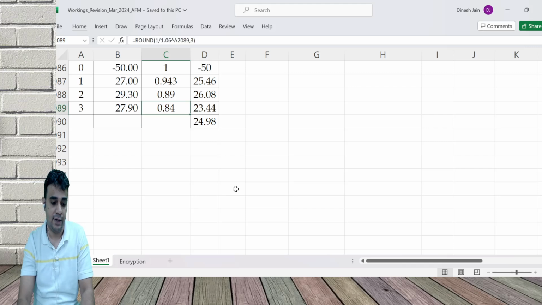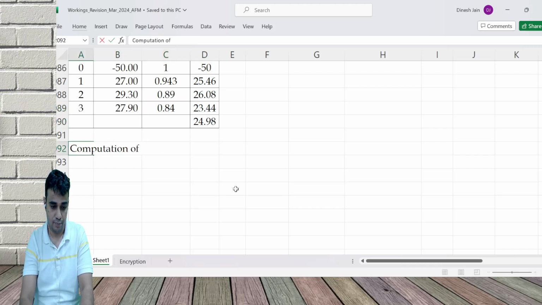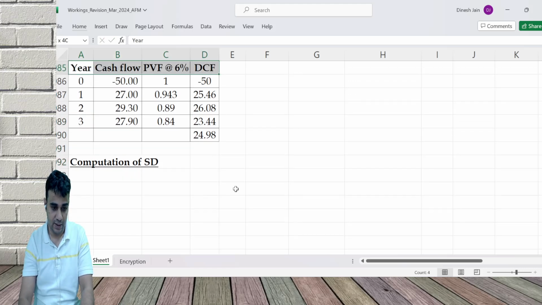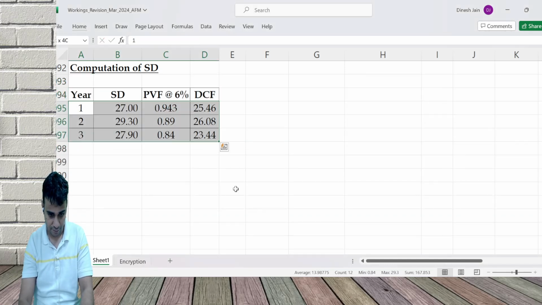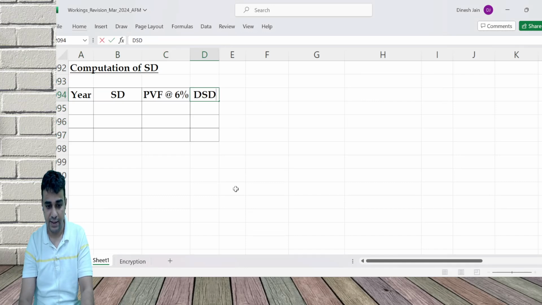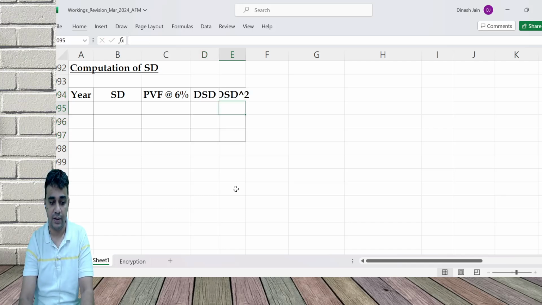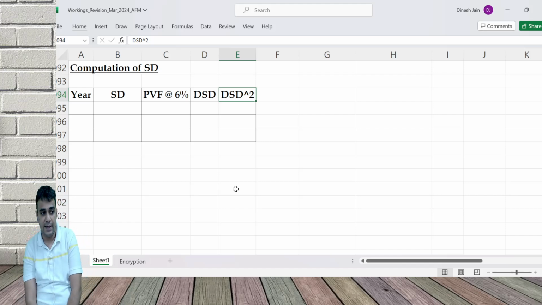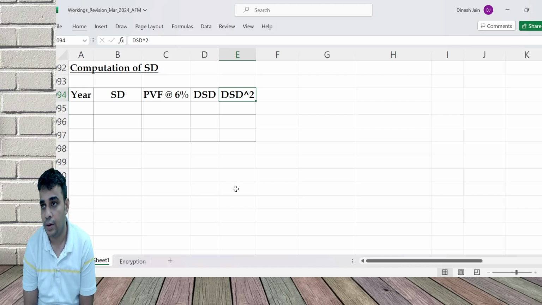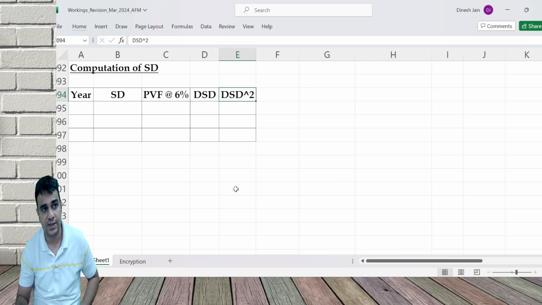Next, computation of standard deviation. Same thing. Year, SD, PVF, DSD, discounted standard deviation, DSD square. Please write discounted standard deviation square. One question in each of the approaches, I'll explain. Balance, most of it will be in the Excel only. Year, standard deviation, PVF at 6%, discounted standard deviation, DSD square.